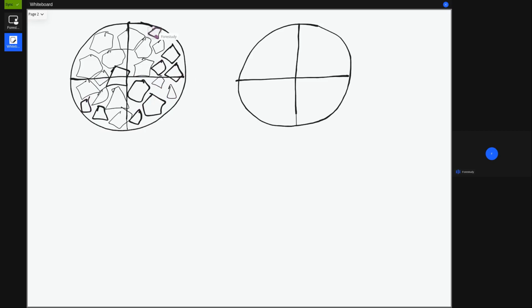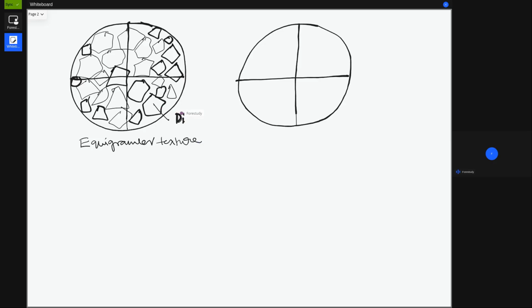So equigranular, as the name suggests, means the grain size will be more or less equal to one another. This is the equigranular texture, and these are actually all diopsides, pyroxenes.